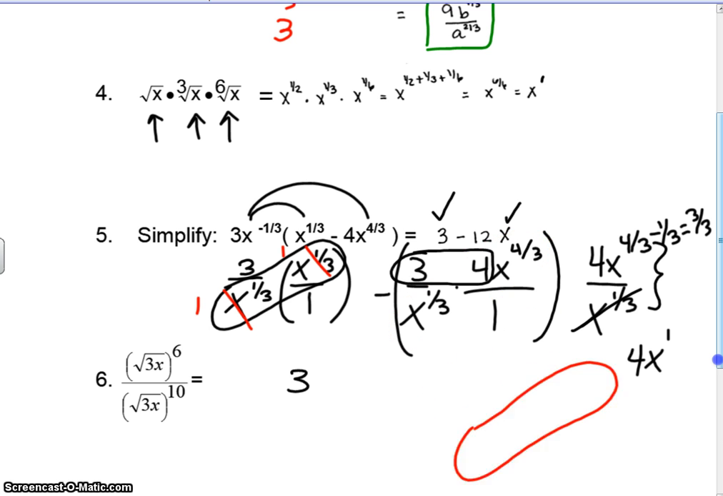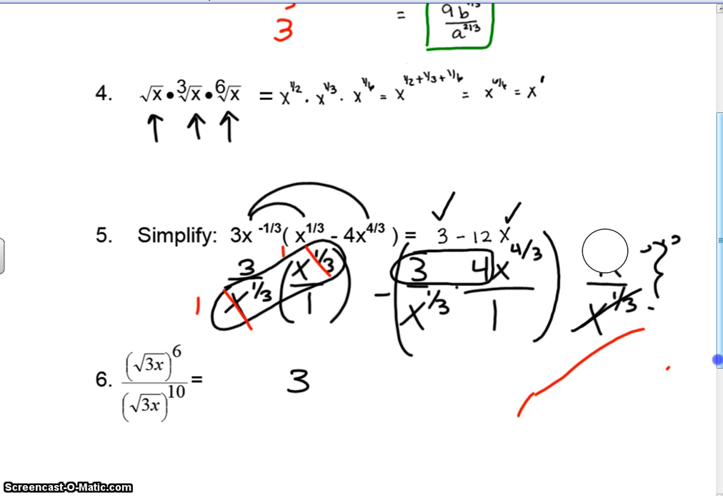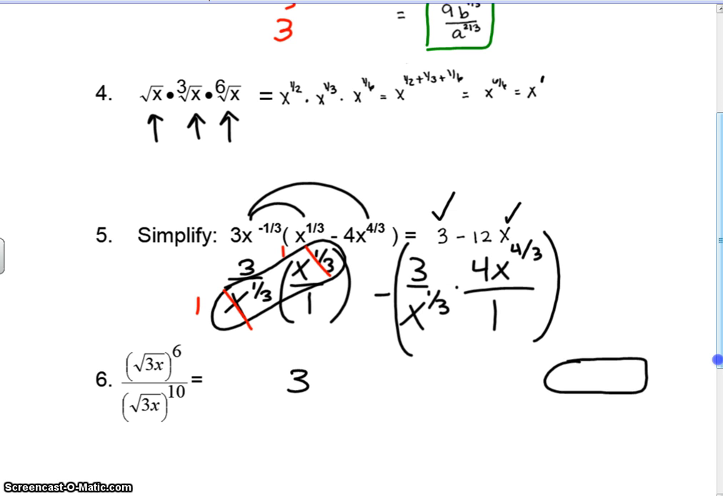Let me move some of this stuff out of here and go back and look at how we got that 12. In the original problem here, when we distributed 3x to the negative 1/3 times negative 4x to the 4/3, 3 times 4 is 12. So that's how we got the answer.